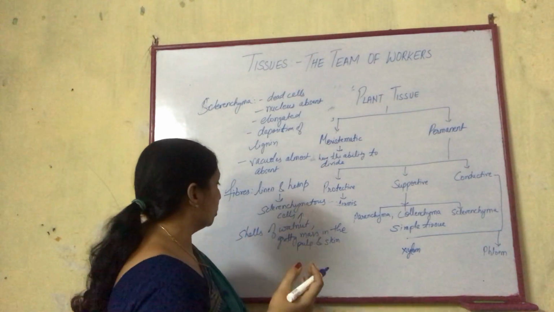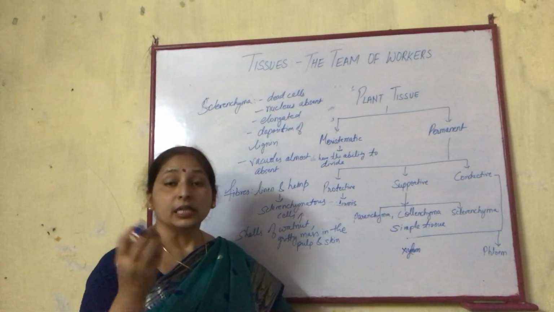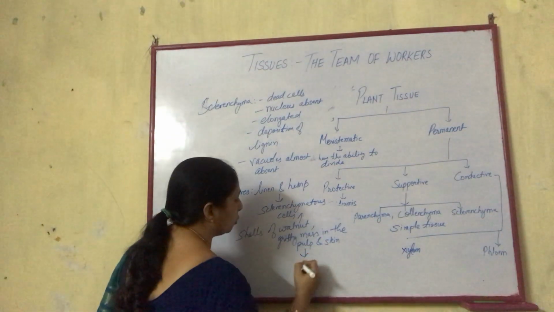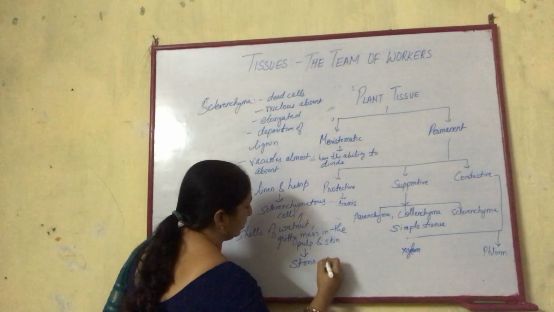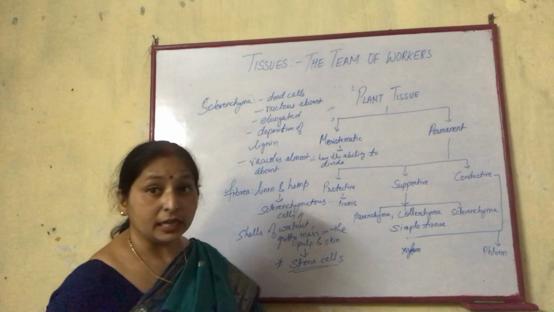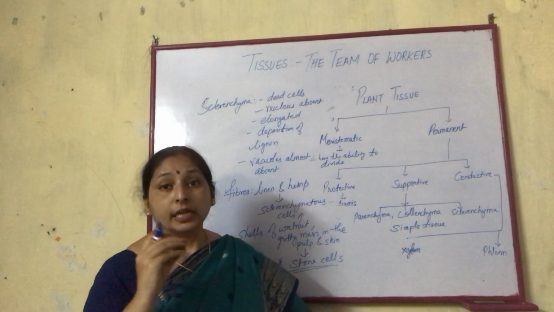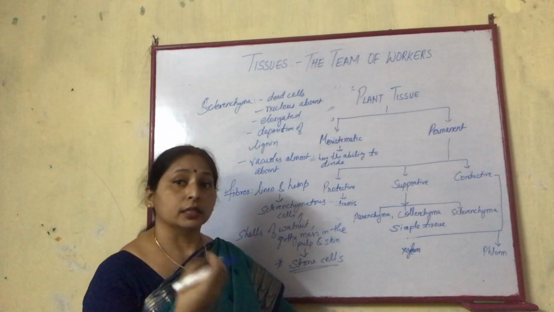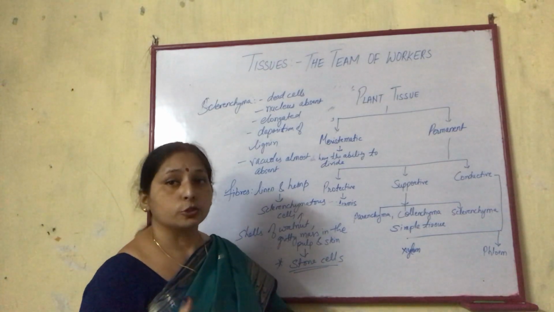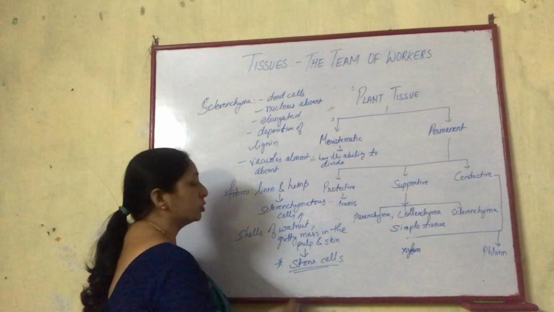In the case of the shells of walnut and the gritty mass, the word used for these sclerenchymatous cells is stone cells. Now this is an important term. If someone asks where stone cells are present in plant tissue: the shell of walnut, and the gritty mass in the skin and pulp of pear. Just put a star mark on this point, stone cells.